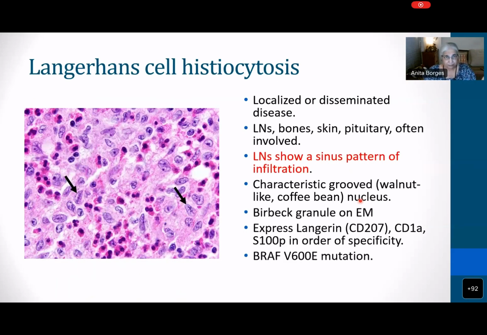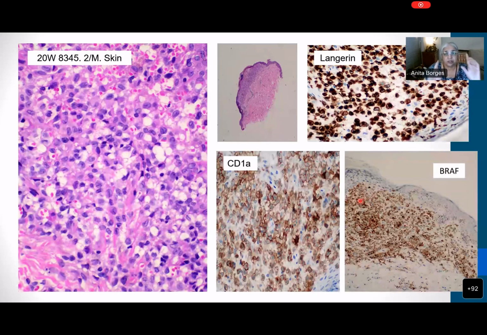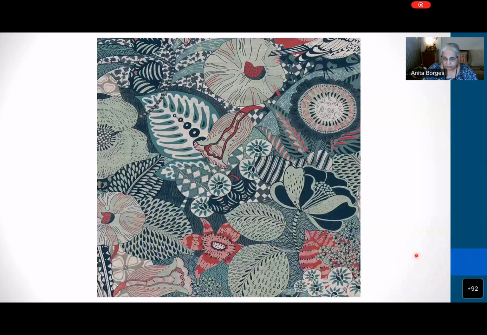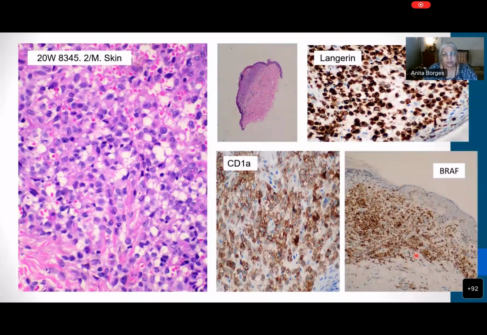Okay, now here is a classical Langerhans cell, which I got from the net, but our case was even more classic than this with the coffee bean nuclei and other things. And we've already talked about the BRAF V600E. Now here is a case in point. This is something that is in the skin, and it is a classical Langerhans cell histiocytosis. You can see all the grooves, you can see the coffee bean nuclei, the CD1A, and you can also do BRAF V600E.